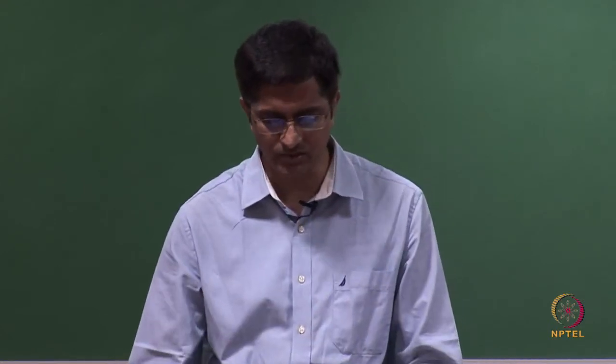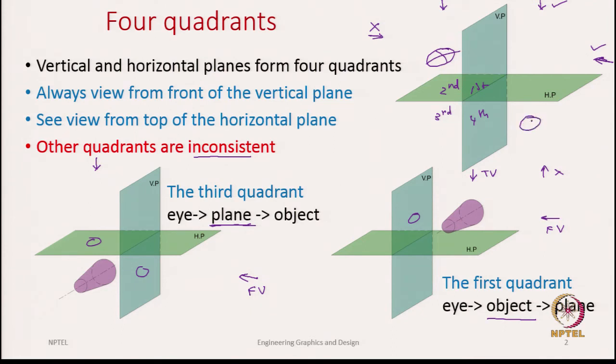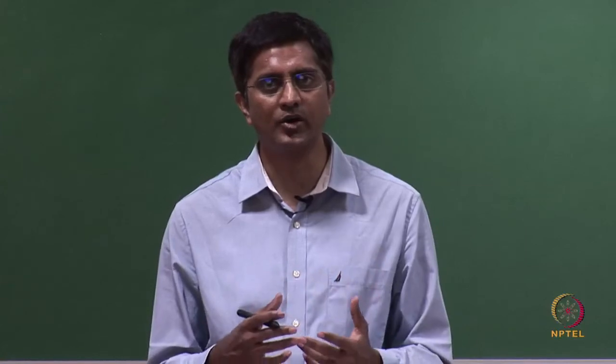The same case with the object being placed in the fourth angle or the fourth quadrant. When you are trying to capture the front view, you have the object in the middle, but if you are capturing the top view, now you see that the projection plane is in the middle. Again we have a mix. That is why we say that the other two quadrants, which are the second and fourth quadrants, are inconsistent. So, which leaves us with either the third quadrant or the first quadrant.